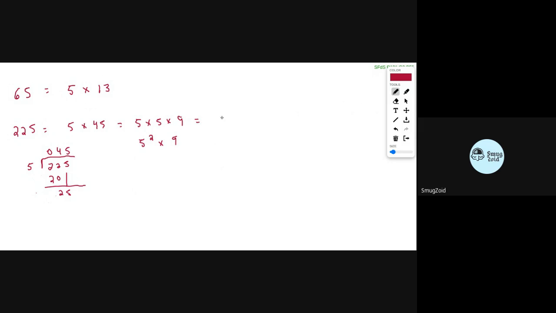And then your next move would be breaking this down. So it would be 5 times 5. And the prime factors of 9 would be what? 3 times 3. Once again, it can be written like this, 5 squared times 3 squared. So if we look at these two, what do they both have in common? Only one 5. So 5 would be the greatest common factor of these two numbers. I hope this makes a little more sense. We're going to try one more and call it a day.